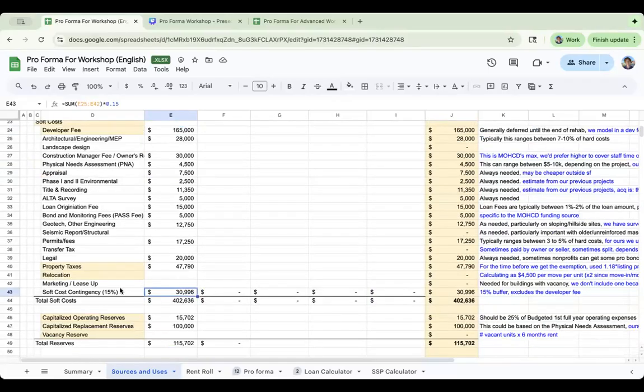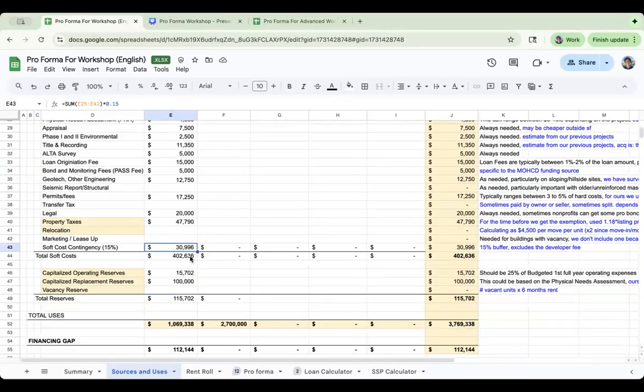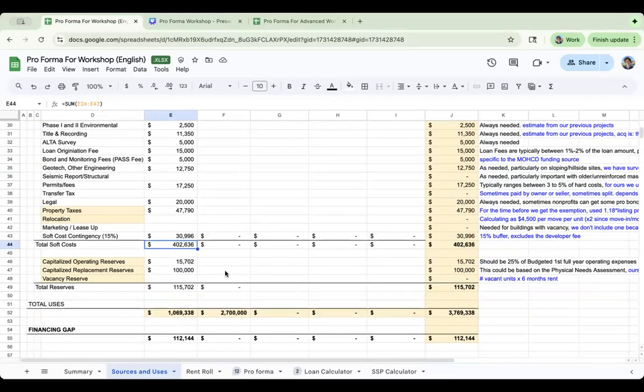Okay, you'll see we also have a 15% contingency on the soft cost. And that brings our total soft cost to 400K. Okay, and so then we've got our reserves. And so the replacement reserve is the money that's set aside for those physical needs that the building will have over 20 years. These could be a new roof, the units getting rehabbed. I mean, it can be all kinds of stuff. It's not going to include the initial rehab upon acquisition, but it's going to be anything after that.